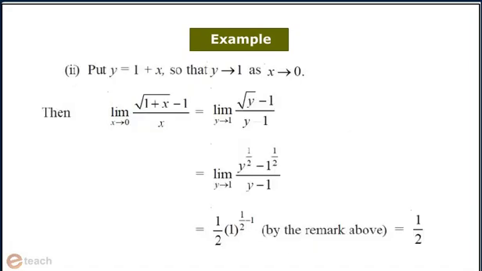Number 2. Put y equals to 1 plus x so that y tends to 1 as x tends to 0. Then the limit becomes limit y tends to 1, root y minus 1 divided by y minus 1. You will note that 1 in the numerator can also be written as 1 to the power half. So it gets reduced to a known form, and hence putting the value y equals to 1, the answer comes out as half.